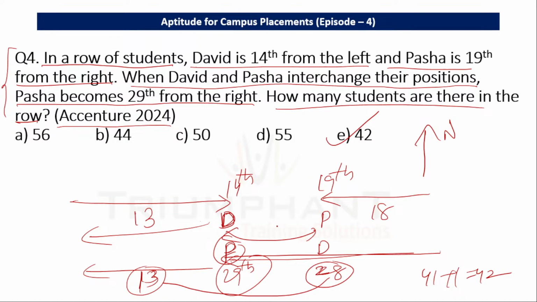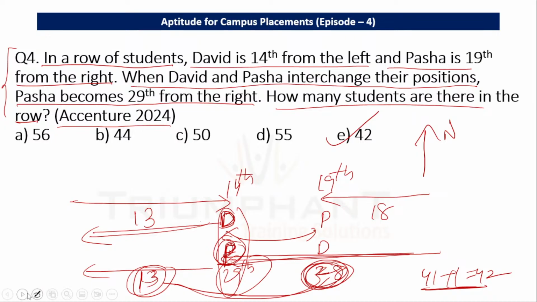It's 42. I hope you understood. This place is 29th from the right, that means 28 to the right-hand side. The same place when David was sitting, 13 people were to the left. So to the left 13, to the right 28, 41, and the person sitting here, so total 42. Yes, I hope you got it.